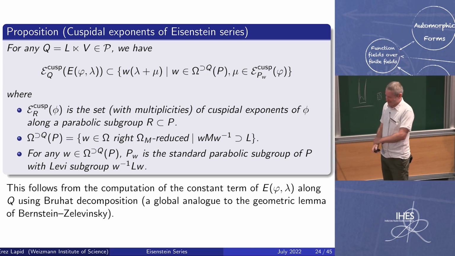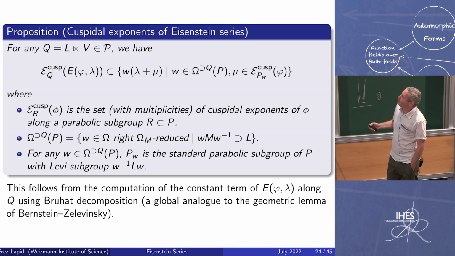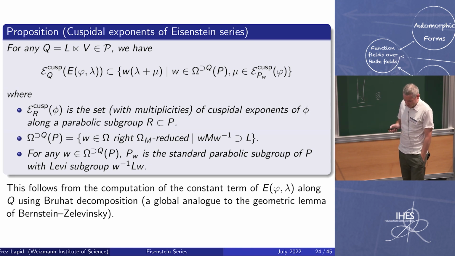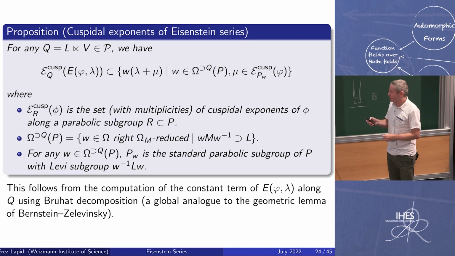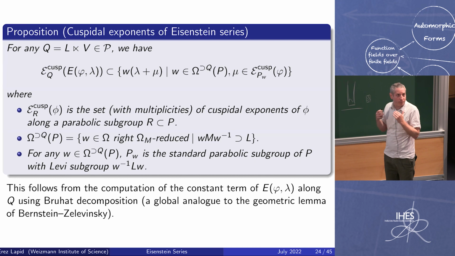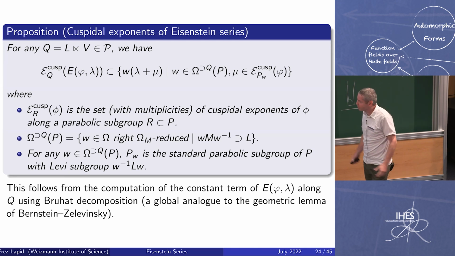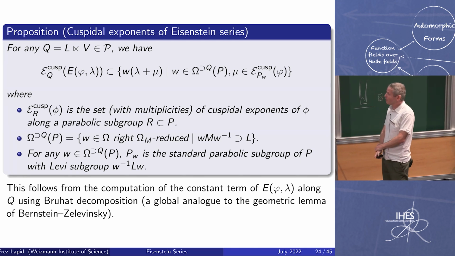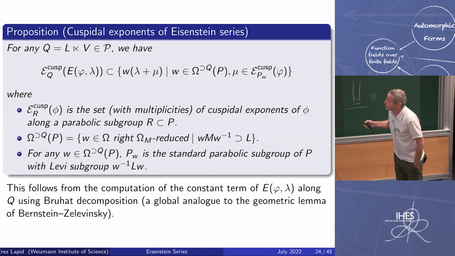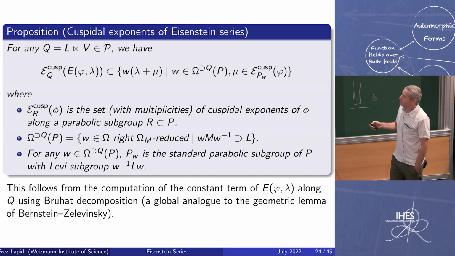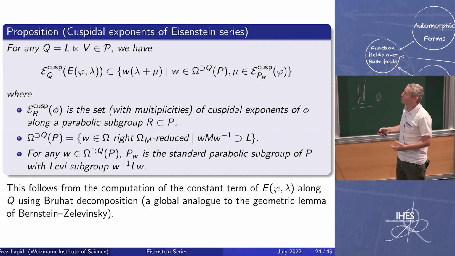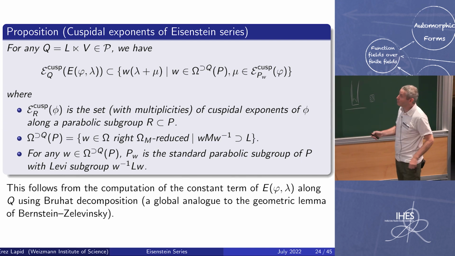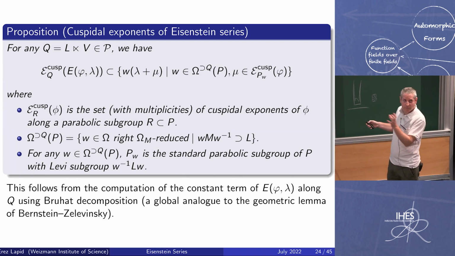Okay, so now we come to the key property that we use. In fact, that's basically what we use about Eisenstein series, and that comes from a computation of the constant term. It's just like in the SL2 case, just more bookkeeping, but the same concept, Bruhat decomposition. And the bottom line is that the cuspidal exponents, which I will not define, are given very explicitly, or at least an upper bound for them is, where lambda is the spectral variable that the Eisenstein series is defined with respect to.